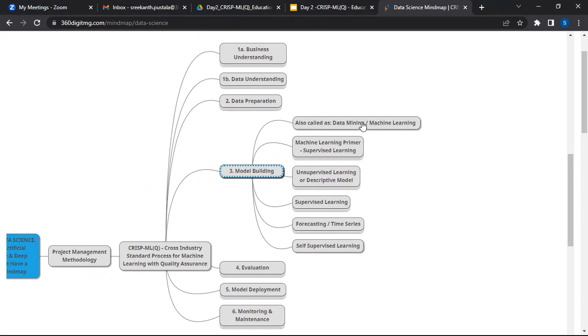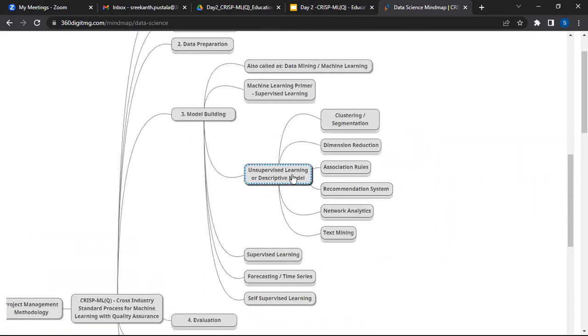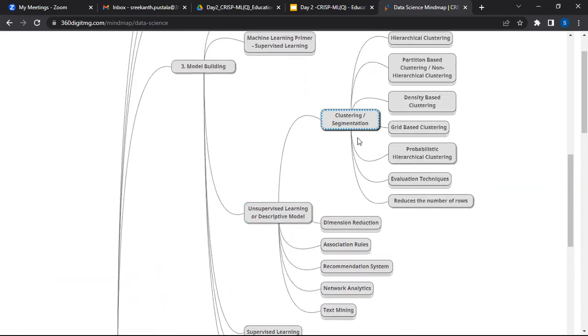It's an extraction of information. We call it extraction of information. First, we are going to start with unsupervised learning. In unsupervised learning, we have different techniques: the clustering technique, dimension reduction, association rules, recommendation system, network analytics, and text mining. All these are different models we have in unsupervised learning.